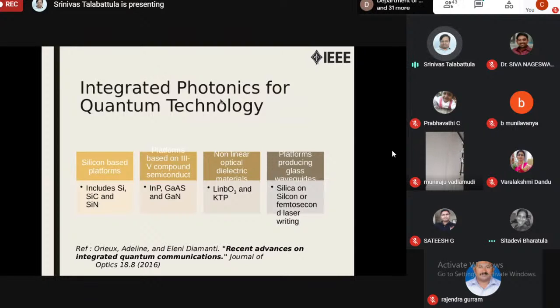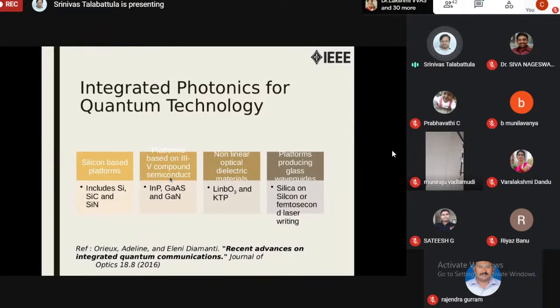So it appears that integrated photonics is going to be very important for quantum technology. At this moment, you know that silicon is an important material. Because of VLSI, silicon is important. People have developed a lot of technologies on silicon. And not only silicon, a little bit of silicon carbide, silicon nitrides, etc. are also used. This is an important system for integrated photonics.